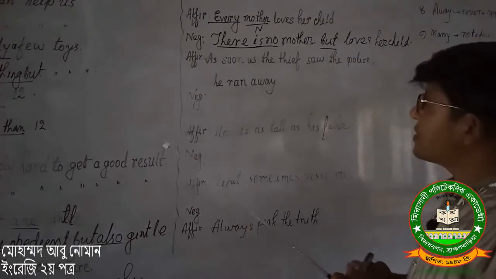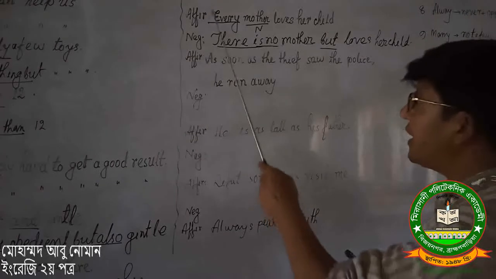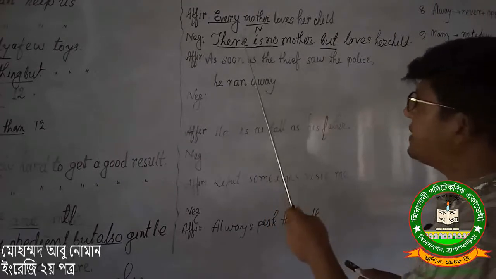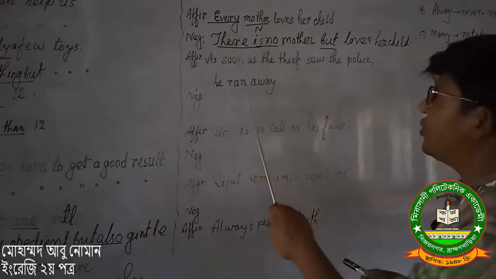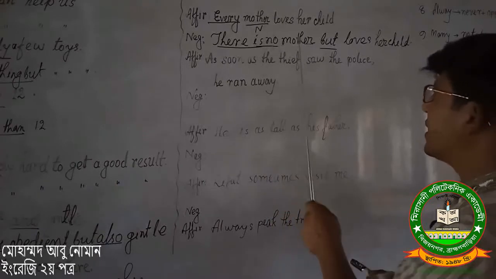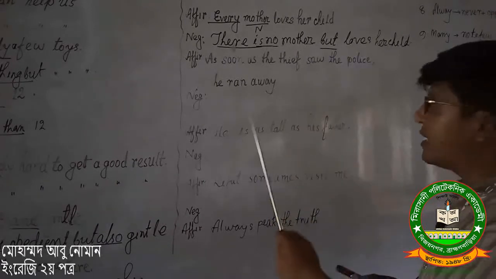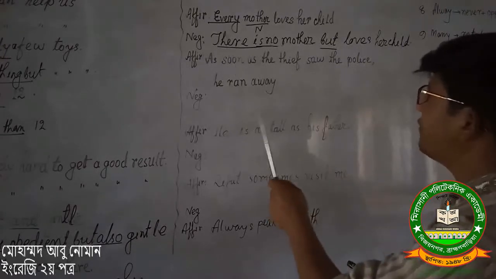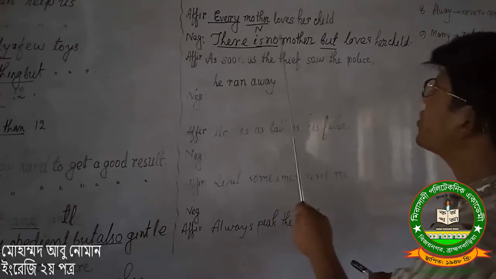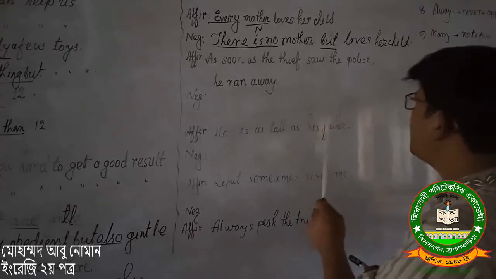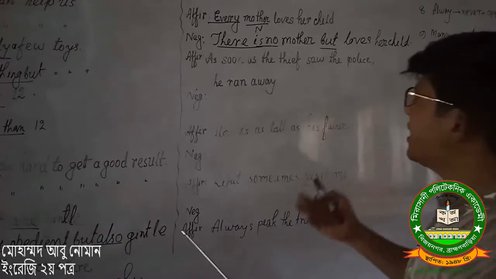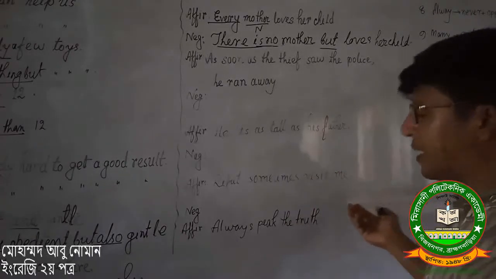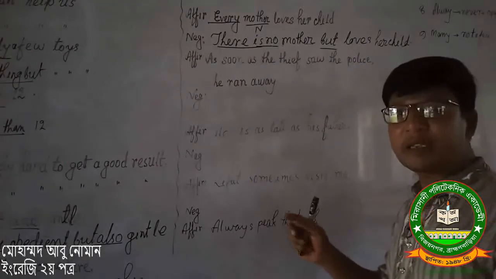Here are the rules. If we find "every" in a sentence, instead of every you may write "there is no", then a noun, then "but". There is no noun but. This is the rule: every plus noun becomes there is no noun but. Every mother loves her child. There is no mother but loves her child. The meaning of this sentence is the same.